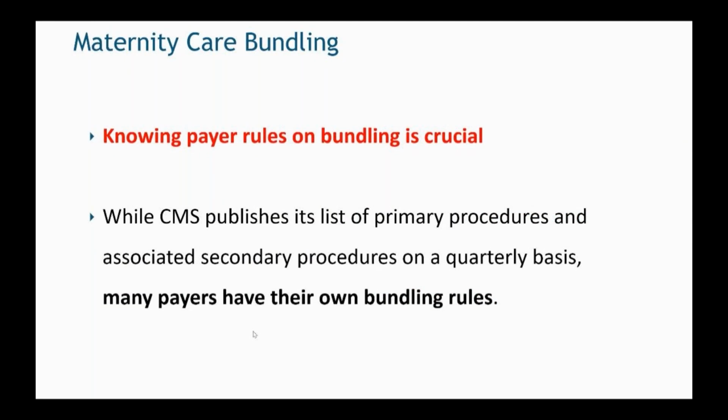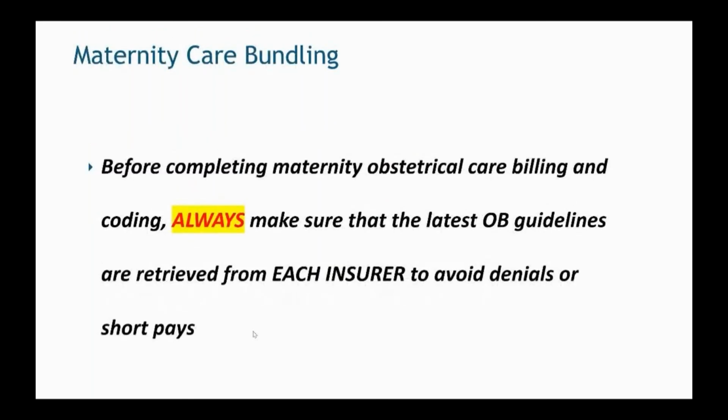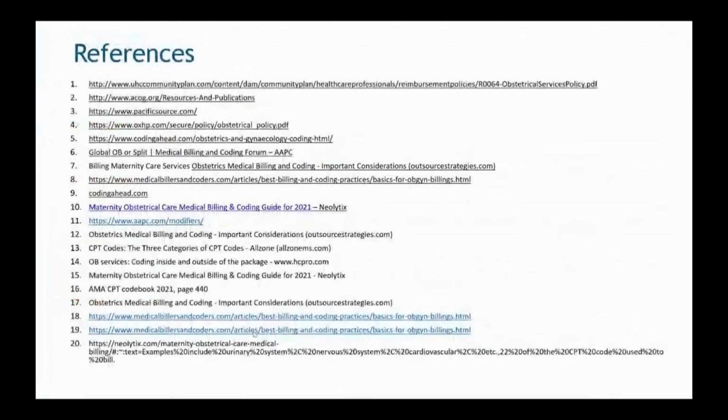Okay, you've got to know your payer's rules. Bundling is crucial. So even though we talked about the global bundling code, before you start billing it, call your insurance companies to ask if they want you to use the bundling code or if they want you to use separate CPT codes for antepartum, for delivery and postpartum care. Very, very important that you check with each payer first because they have their own bundling rules. Always make sure that the latest OB guidelines are retrieved from each insurer to avoid denials and short pays.